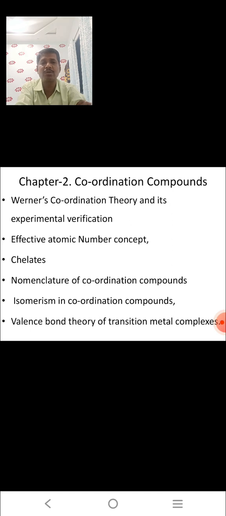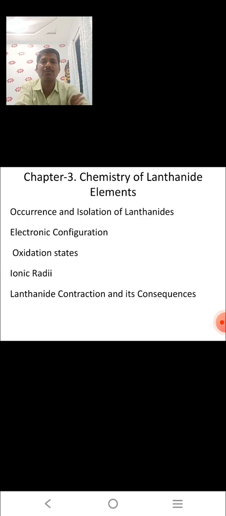The next important point is the valence bond theory of transition metal complexes. What is the valence bond theory? In short, we know it as VBT, the valence bond theory of transition metal complexes. The next chapter of the syllabus is chapter number 3, chemistry of the lanthanide elements.